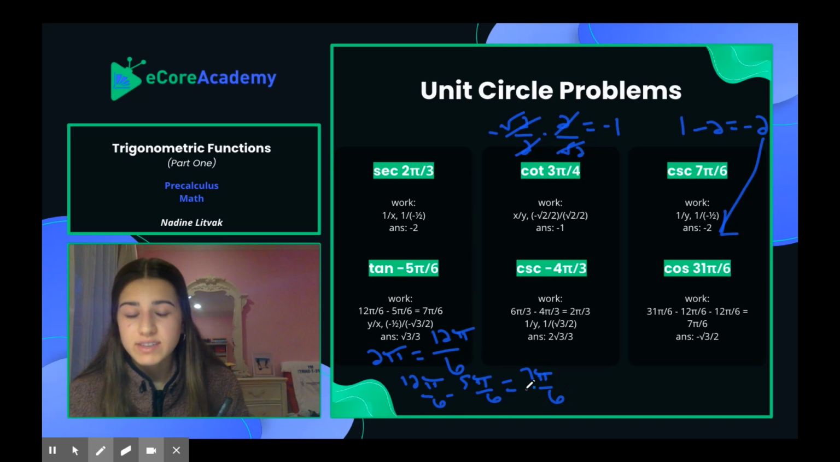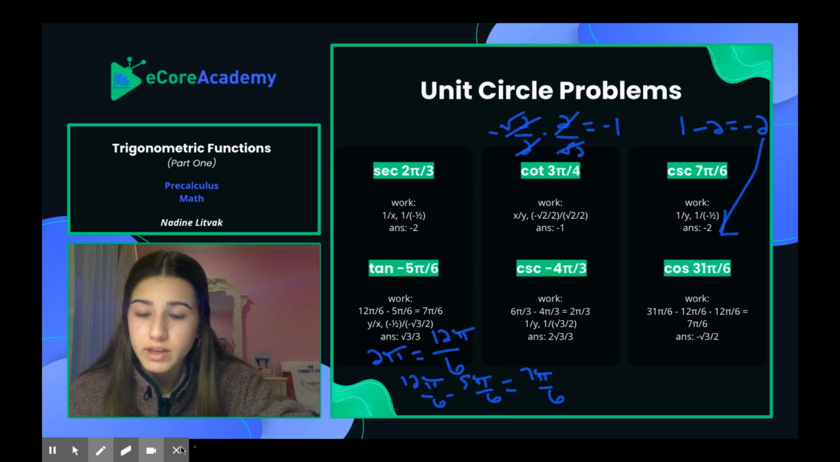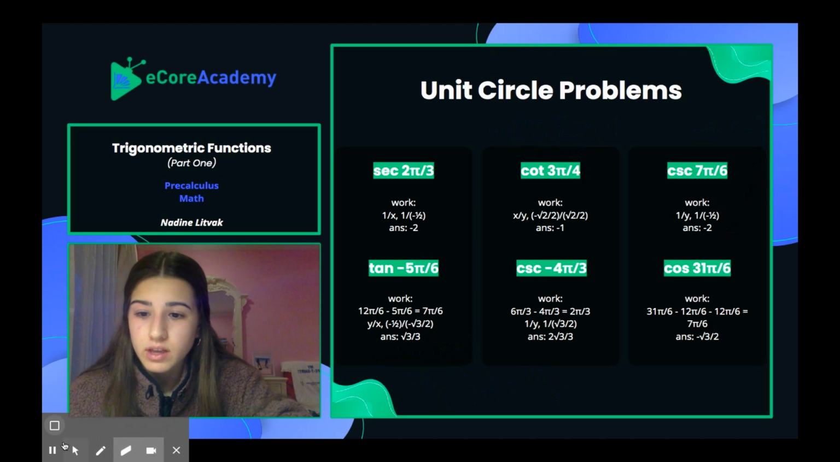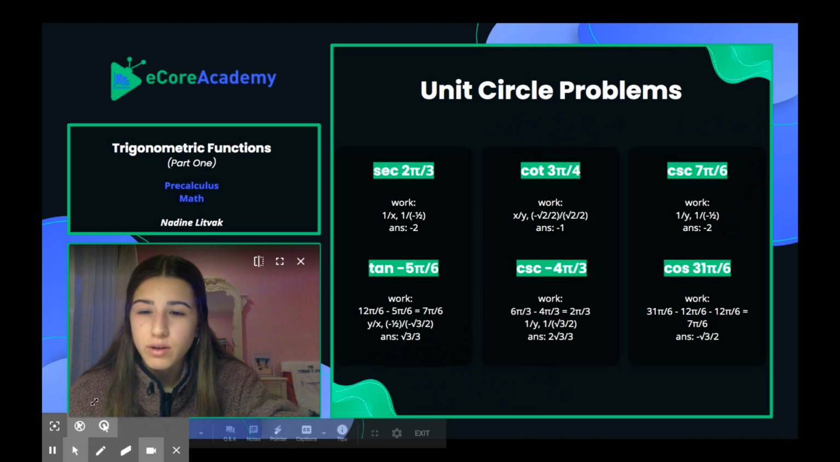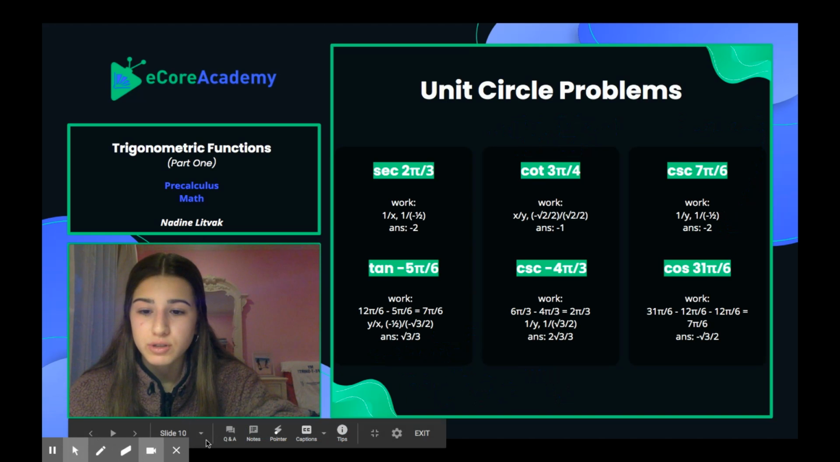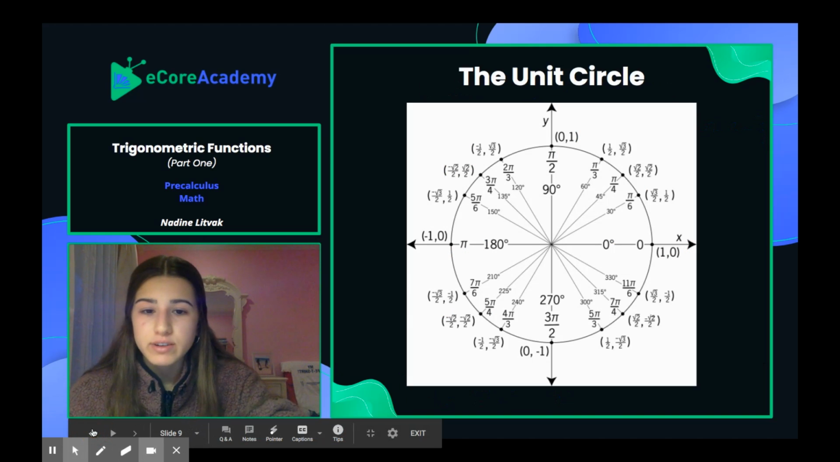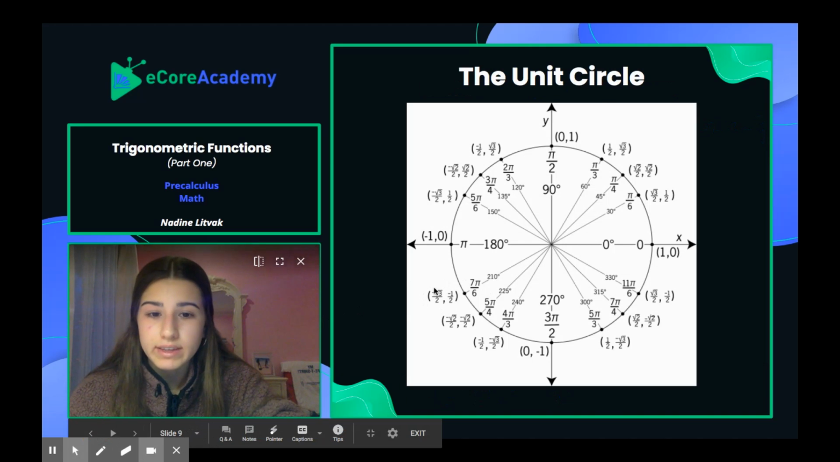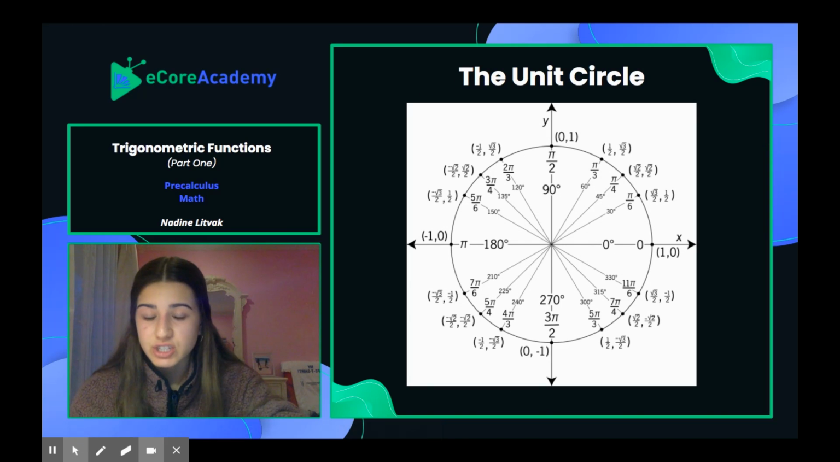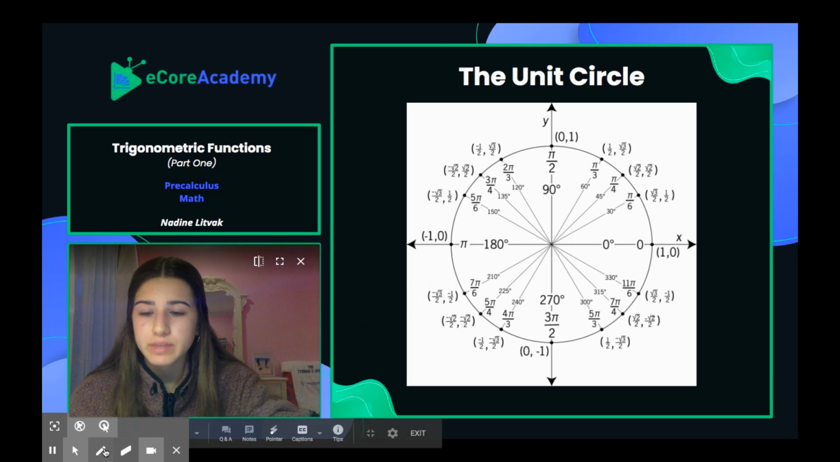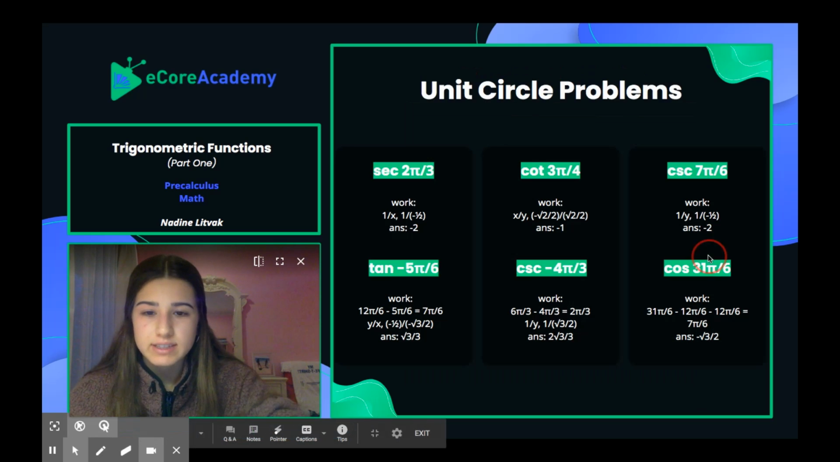And we know that 7 pi over 6 is on the unit circle. So let's go back and show that. So 7 pi over 6 on the unit circle, I will show that to you guys. 7 pi over 6 on the unit circle is right here, and we want to do the tangent of it. So here are the coordinates for 7 pi over 6. Let's go to the next slide.